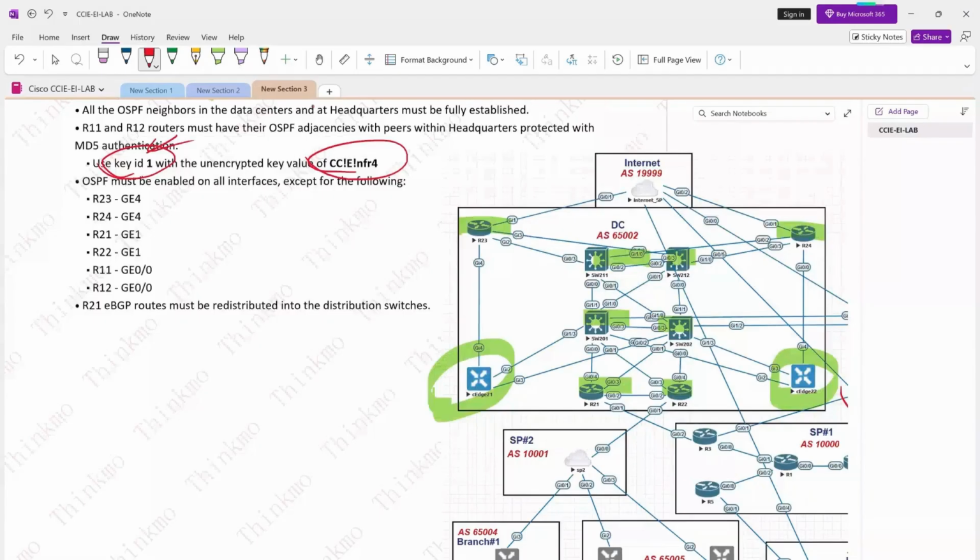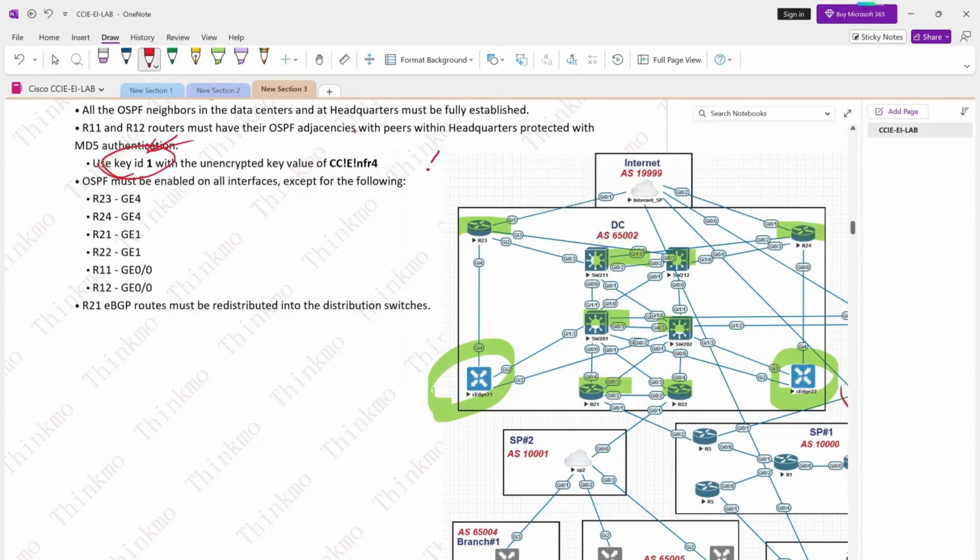And the key is CCIE, that's CCNF24. Note that the latter part is in lowercase, the beginning is uppercase, and there are two characters in the middle. Those characters are exclamation marks, not the letter I. This is done intentionally to make it more secure.